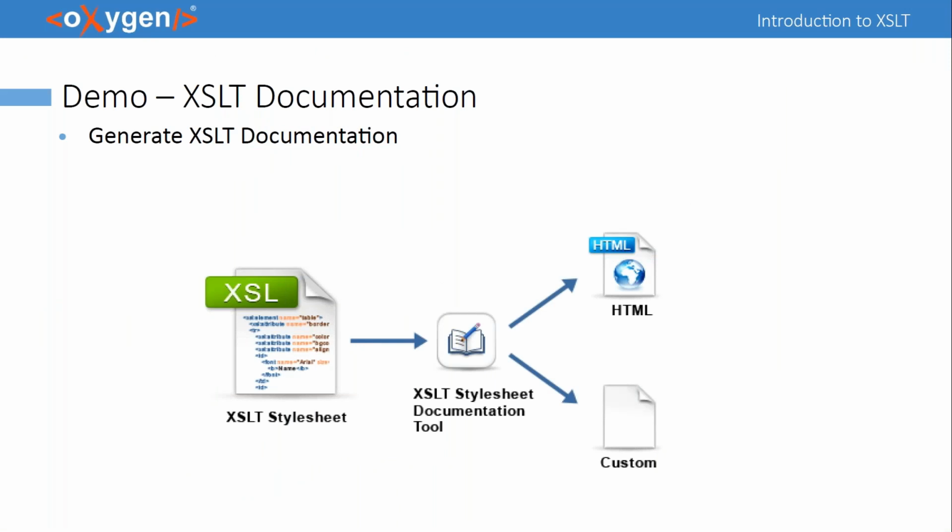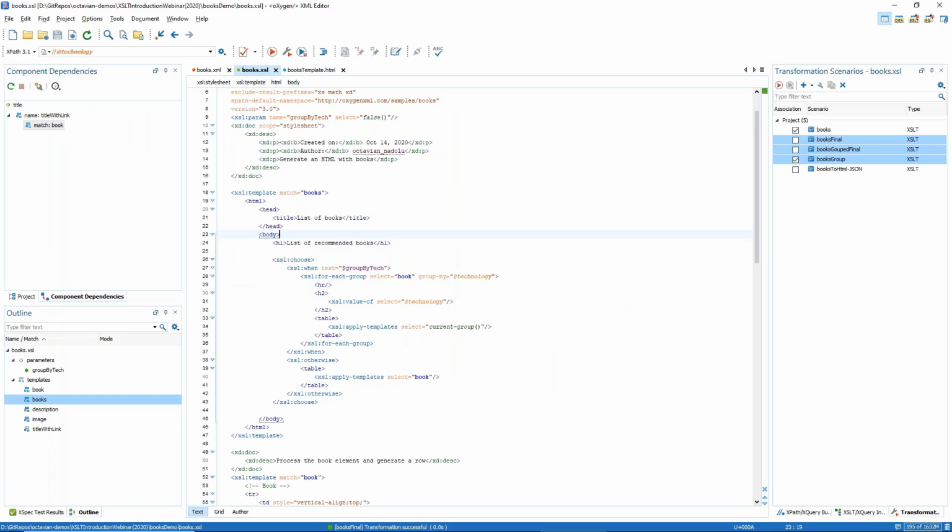Next, we want to generate the documentation. So we created a style sheet, we added some documentation elements. We want to generate a nice documentation that we want to provide to the user to read and see what the style sheet does. Oxygen provides support to generate by default the documentation in the HTML format, but you can customize it and you can generate also in other formats. You can also customize the support that we offer for HTML. So let's switch to Oxygen.